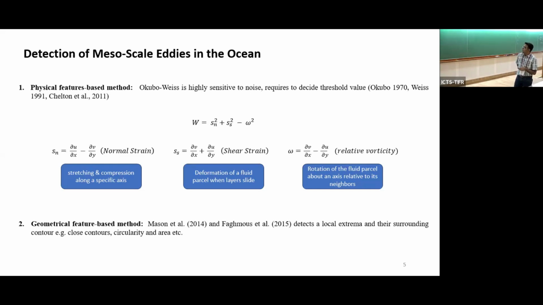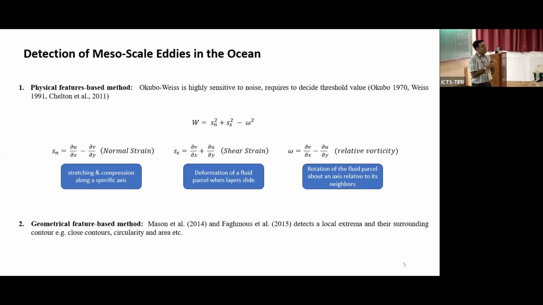Then we have shear strain. Shear strain means there is a deformation in the shape. Typically, we think the eddies are circular, right? The vortices are circular, but that is not the case in the real world scenario. The oceanic eddies can be of any sort of shape. So it depends on this deformation, which is our shear strain.